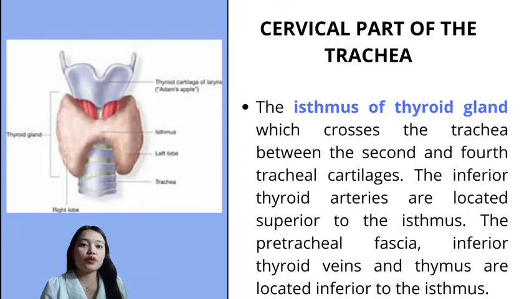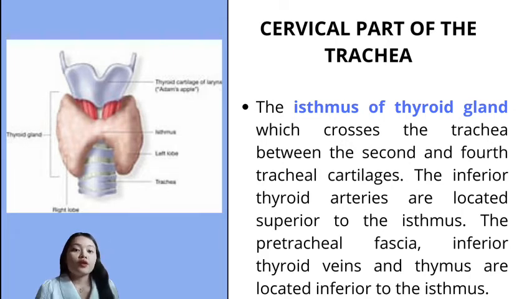So next is the isthmus of the thyroid gland, which crosses the trachea between the 2nd and 4th tracheal cartilages. The inferior thyroid arteries are located superior to the isthmus. The pretracheal fascia, inferior thyroid veins, and thymus are located inferior to the isthmus.